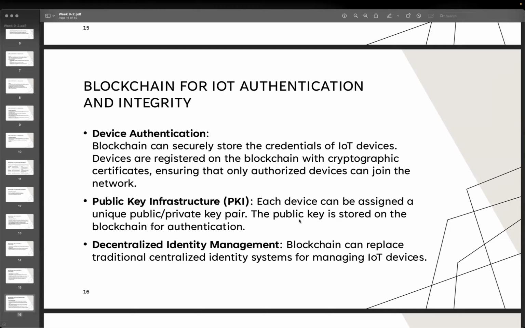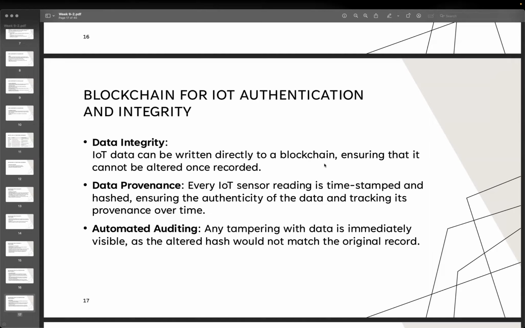And data integrity. Because all the data is written directly to the blockchain, we can ensure it cannot be altered once recorded. Even if we have a man in the middle attack or someone changes it later, when we compare and check the transaction history and the different blocks, we can tell that one was tampered with and is not the correct one.